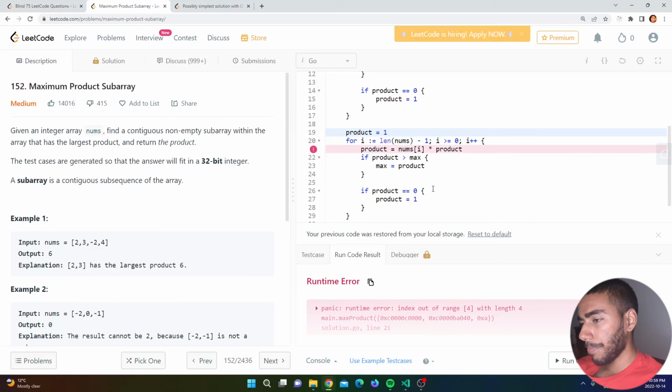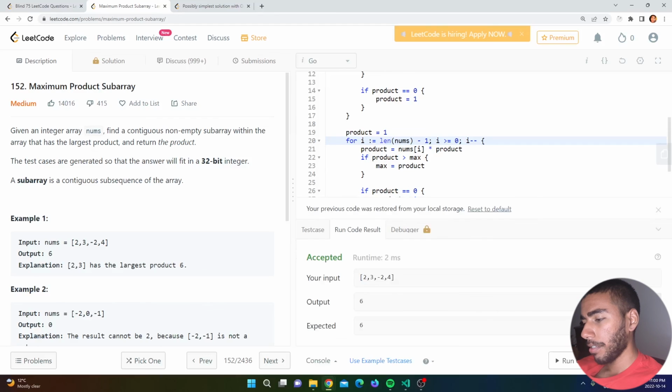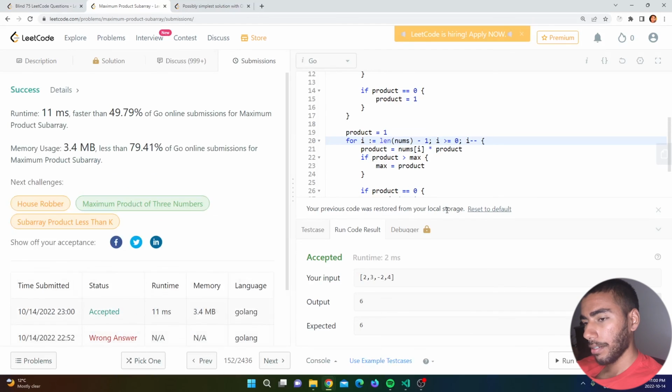Panic because it exceeded. Oh yeah, I'm doing plus, it needs to be minus. Run this code over here. Cool, so let me submit this and see what we get. Cool, we got this submission to pass now.